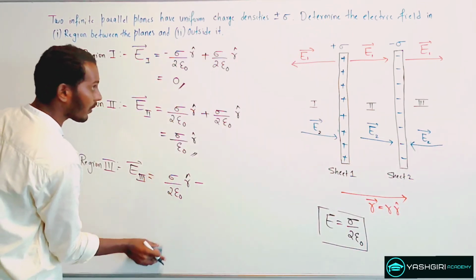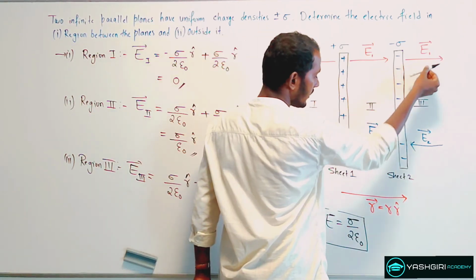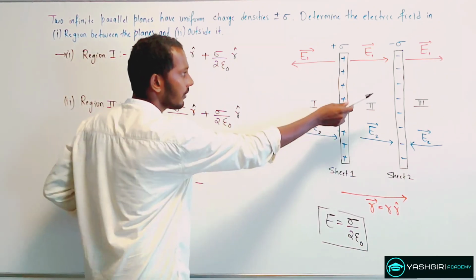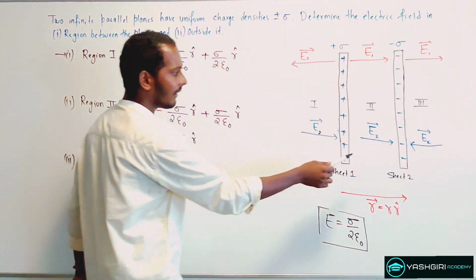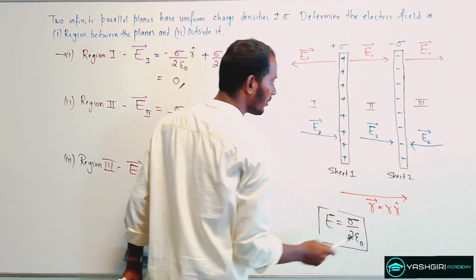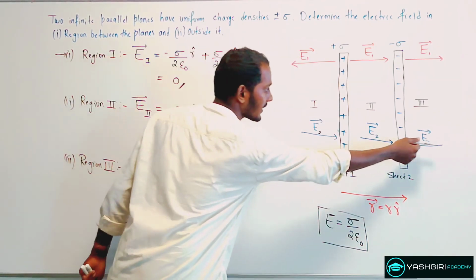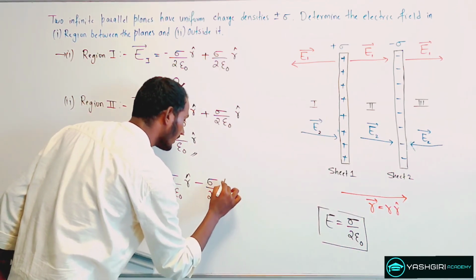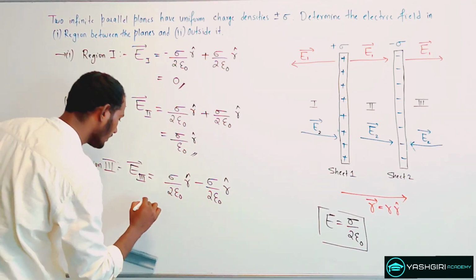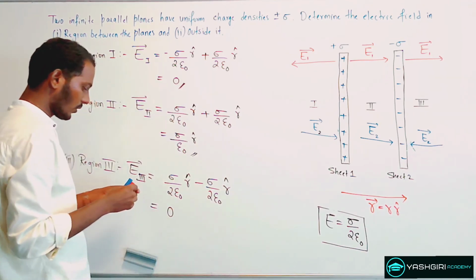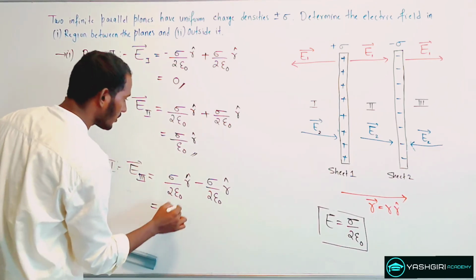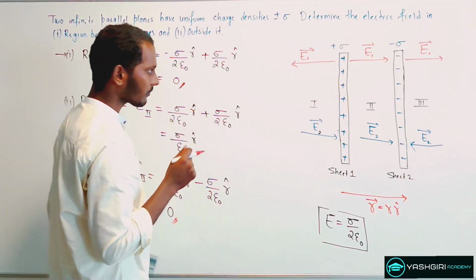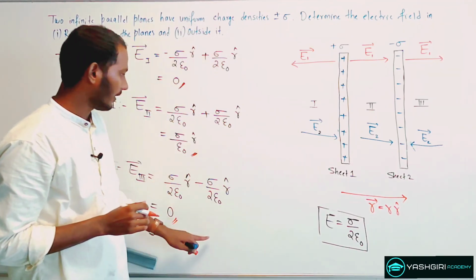So here it's positive because E1 is pointing towards the right and the r cap is also towards the right. So the electric field due to sheet 1 in region 3 is positive, and the electric field due to sheet 2 in this region is negative because it's exactly opposite, giving sigma upon twice epsilon naught into r cap. They're equal and opposite, so that will give me 0. So these are the electric fields in region 1, region 2, and region 3. So these are the electric field lines.